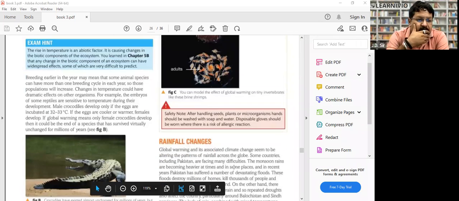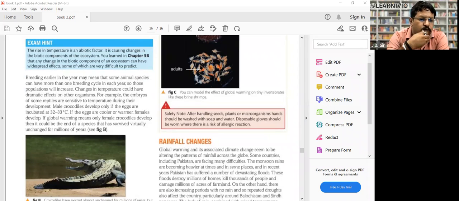Breeding earlier in the year may mean some animal species can have more than one breeding cycle each year. So the population will increase. Change in the temperature could also have a dramatic effect on the organism. For example, the embryos of some reptiles are sensitive to temperature during their development. Male crocodiles develop only if eggs are incubated at 32 to 33 degrees centigrade. If the eggs are cooler or warmer, the females will develop.